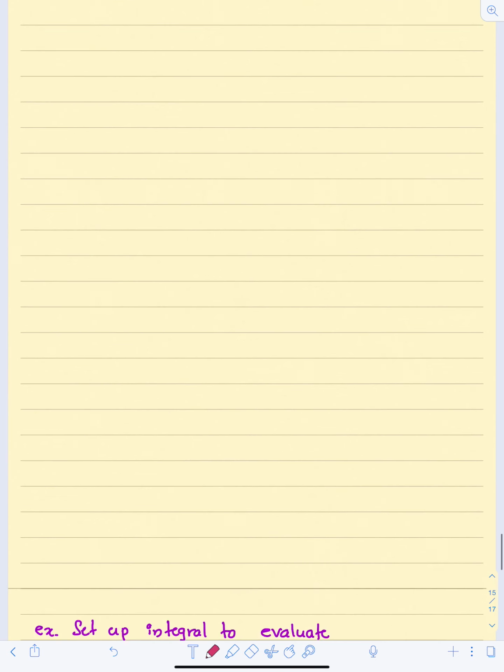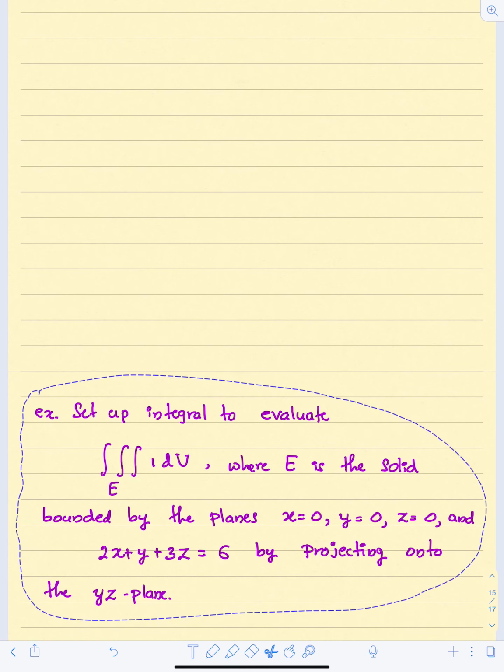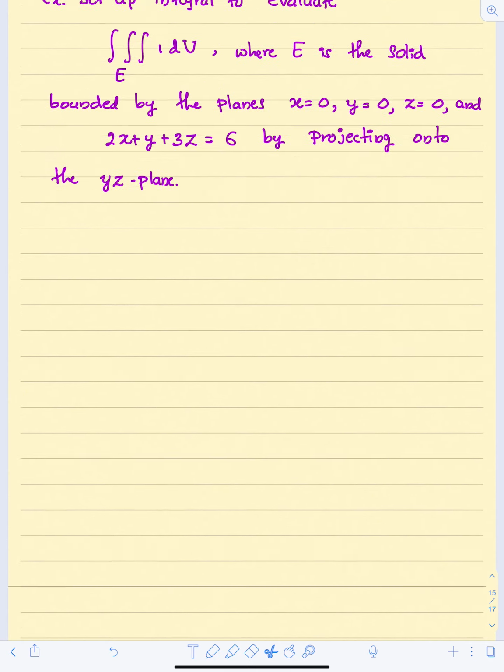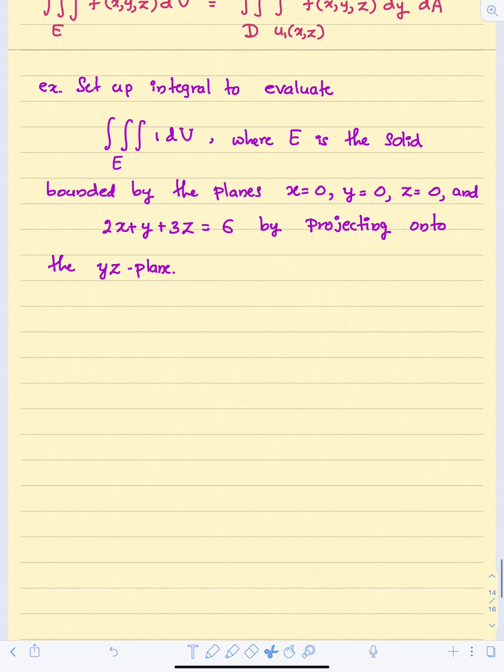Next, we can try this example. So in this example, we want to set up an integral to evaluate the volume of a solid region E, and your solid region E is bounded by four planes: x equals 0, y equals 0, z equals 0, and the plane 2x plus y plus 3z equals 6.